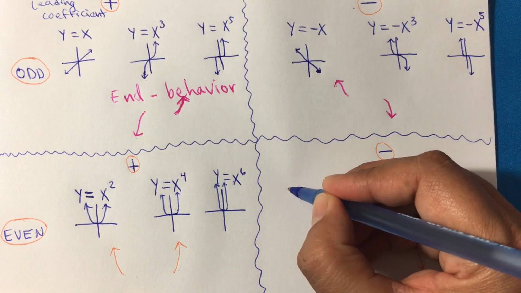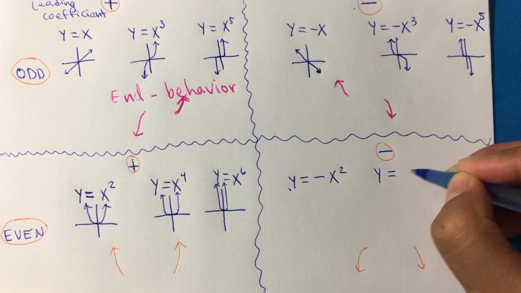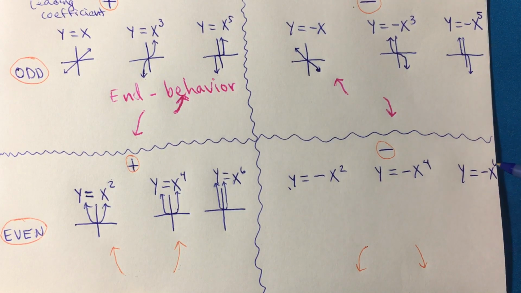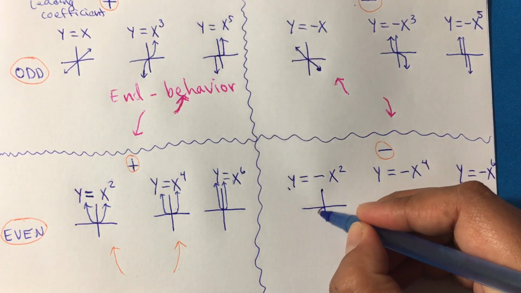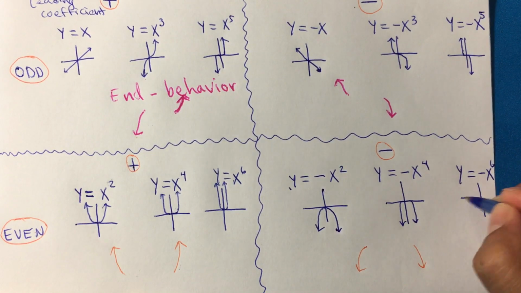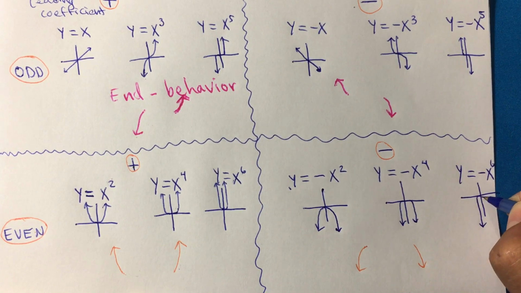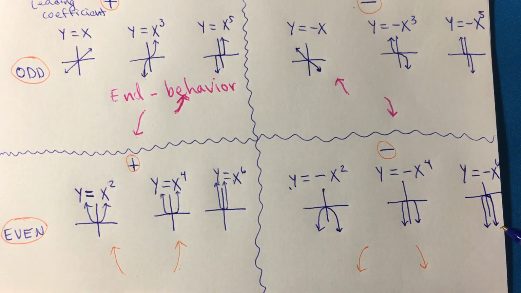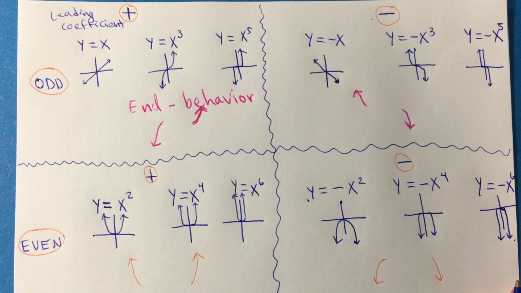Now for these ones, we saw y equals negative x squared, y equals negative x to the 4th, and y equals negative x to the 6th power. And it's the same, but it's negative. Okay, same for this one, but a little wider. And this one, it grows slowly, but then it shoots down. Okay, so this is something that you have to have in mind when we're graphing the next ones.